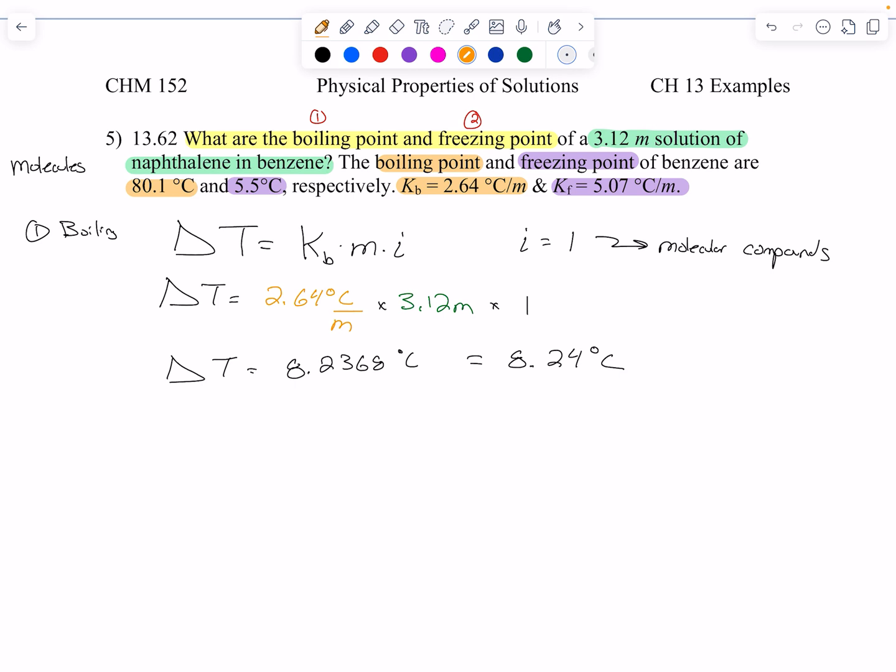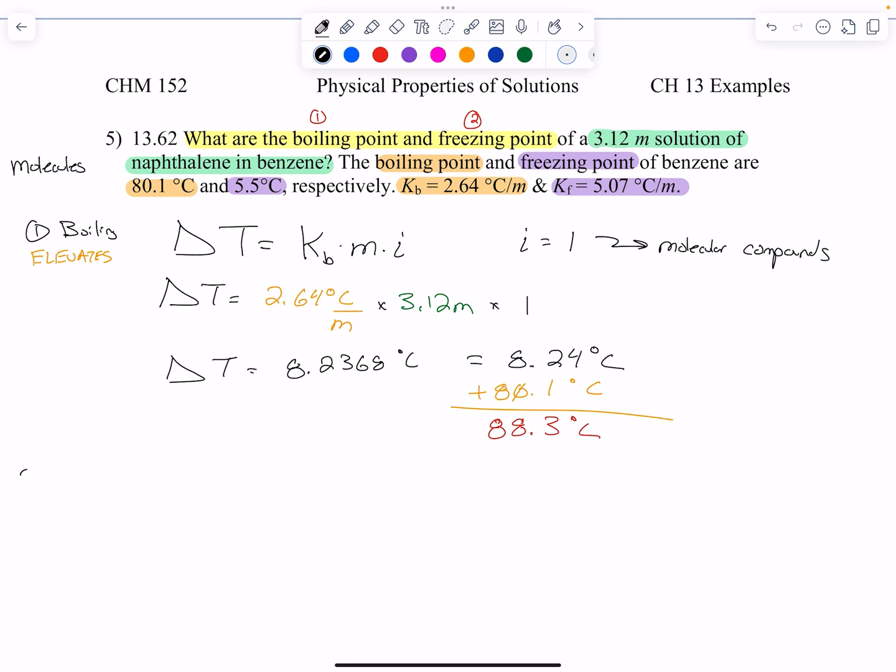Now it starts off at 80, and we're going to get higher, right? The boiling point elevates. So we're going to add 80.1 degrees Celsius. And so for question number 1, I get 88.3. That 4 we don't get to keep. 88.3 degrees Celsius. So there's the answer for number 1.